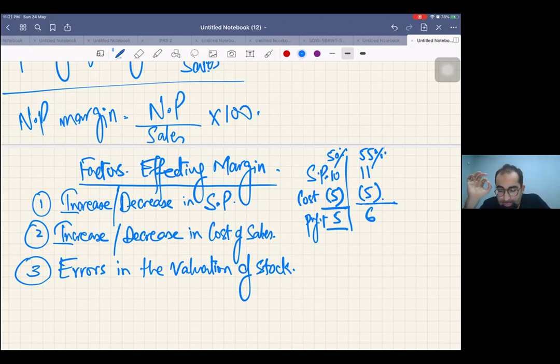Number three, errors in the valuation of stock. Don't forget that if you do some errors in the valuation of stock, so when your closing stock is not correct, you do a mistake in calculating your closing stock. When your closing stock is not fine, definitely this error will go in cost of sales, because we use closing stock in cost of sales. So that means your cost of sales is also not correct, and when your cost of sales is not correct, your GP is also affected. So the GP margin, right? So errors in the valuation of stock also affects your margin. Don't forget this.